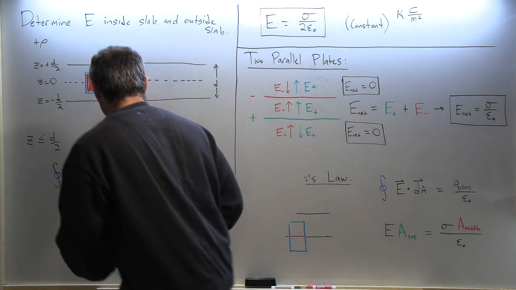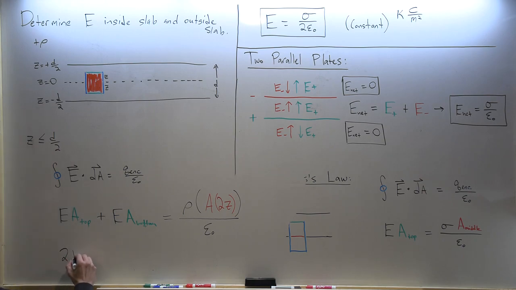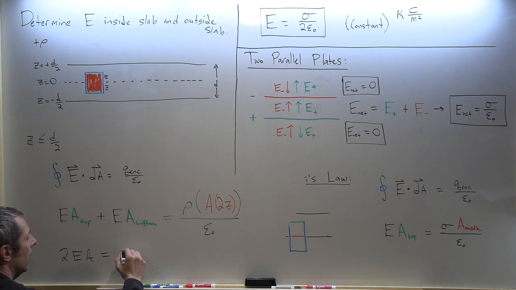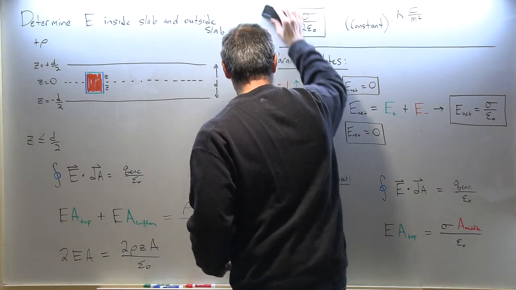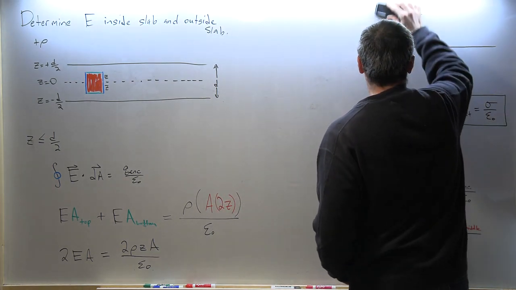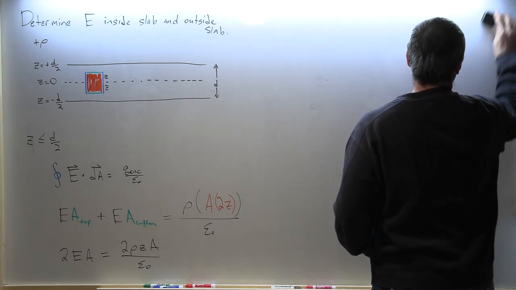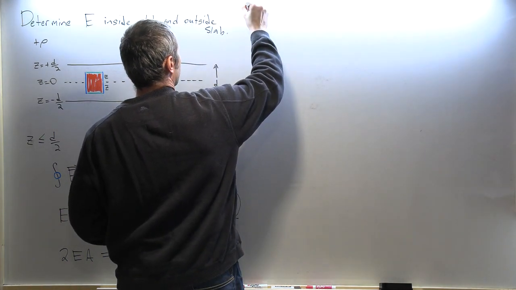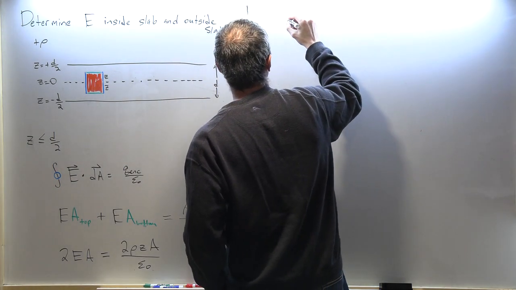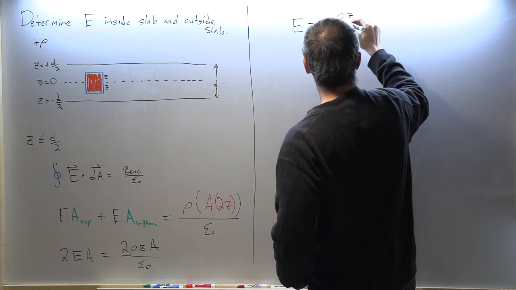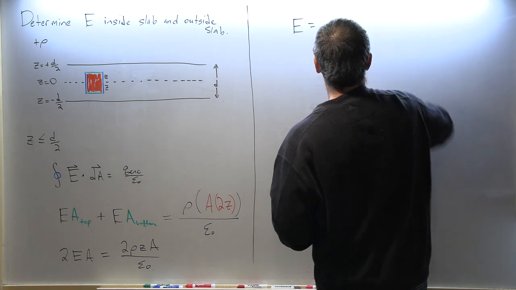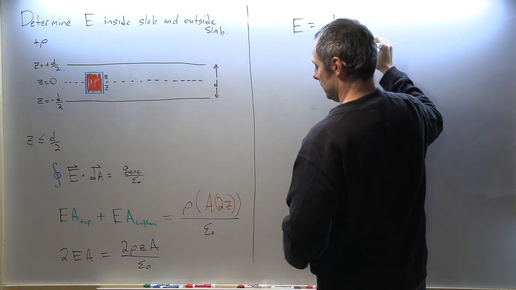Okay? So this left side becomes 2EA, and this side is 2 rho ZA over epsilon 0. So all I have to do is divide by 2, divide by area, and I get my final answer. Well, maybe I'll do the usual format. 1 over epsilon 0 rho z.